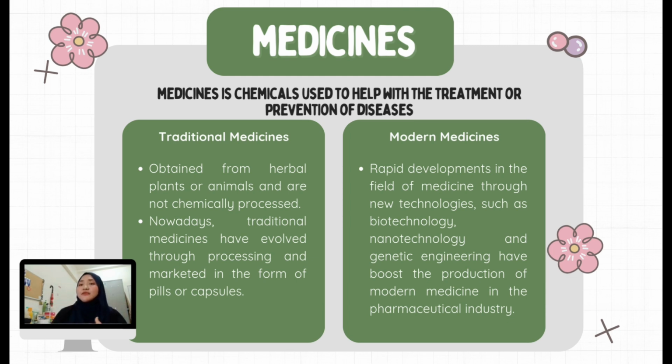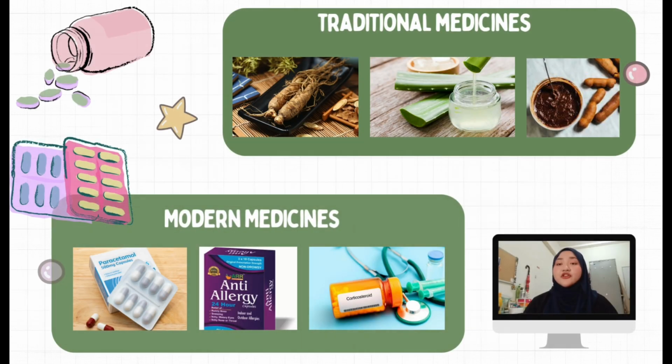For modern medicine, rapid development in the field of medicine through technologies such as biotechnology, nanotechnology, and genetic engineering have boosted the production of modern medicine in the pharmaceutical industry. These are examples of traditional medicine: tamarind, ginseng, and aloe vera. And these are some examples of modern medicine: analgesic, psychotic drugs, and corticosteroid.